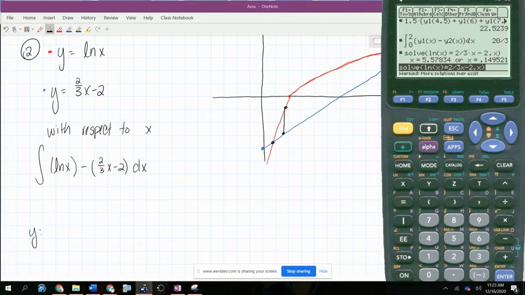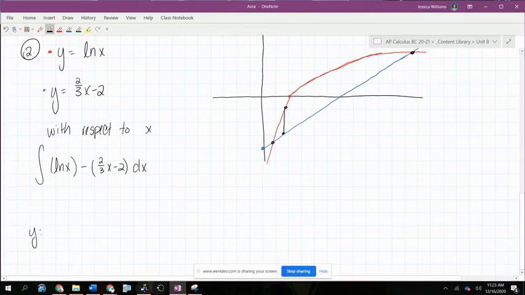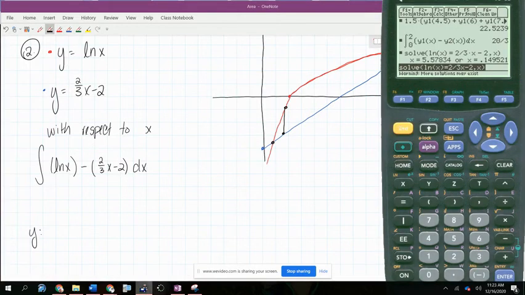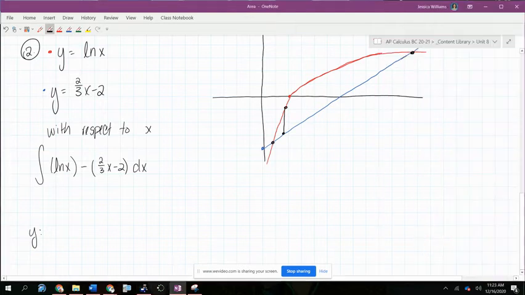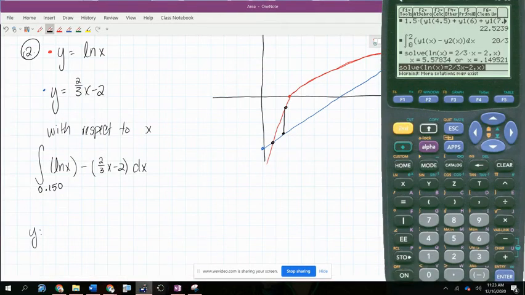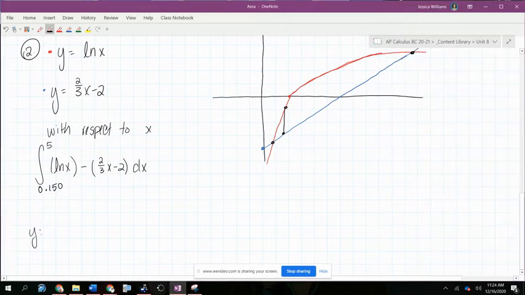So my lower bound here is 0.150. You always round to 3 decimal places in calculus. My upper bound is 5.578. So that's where these two intersection points happen.